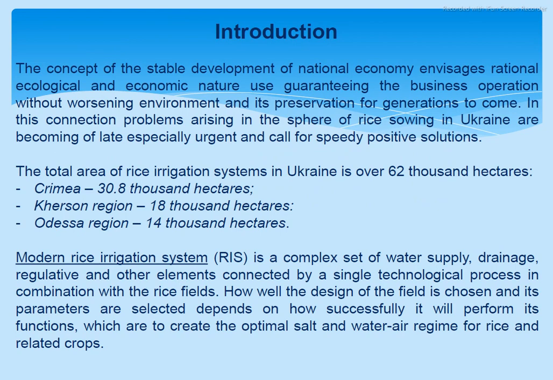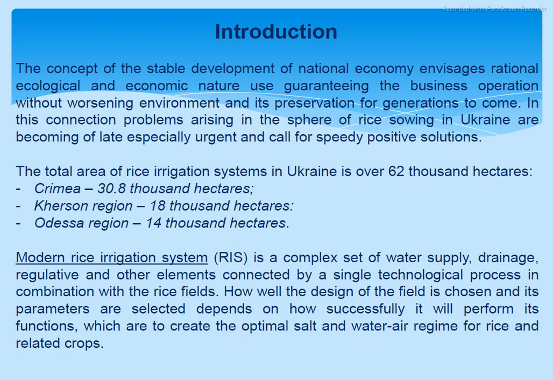The specificity is caused by the growing conditions of the leading crop of crop rotation, flooded rice, which is irrigated using surface flooding. It is also affected by the complex hydrogeological conditions of the area of rice systems and the presence of lands prone to salinization. The total area of rice irrigation systems in Ukraine is over 62,000 hectares. The largest area is concentrated in the Crimea, Kherson and Odessa regions.